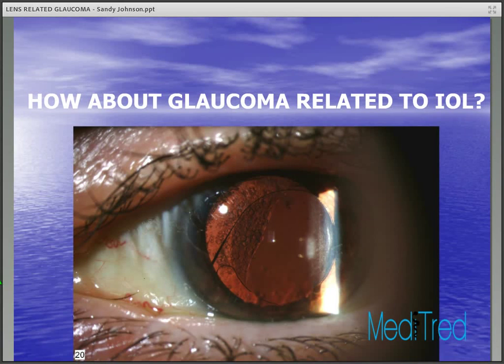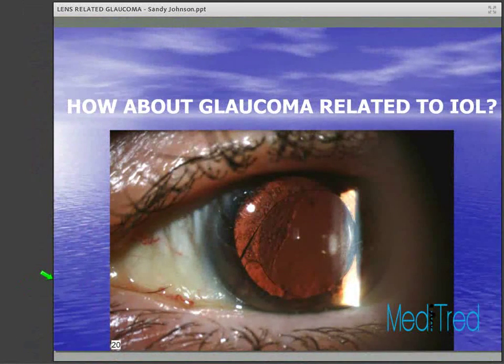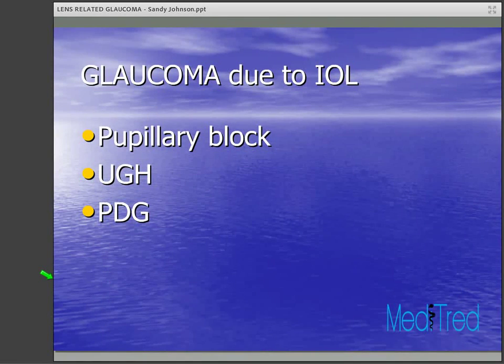Let's speak a few minutes about glaucoma related to an artificial lens. Right? We see these all the time. This eye is dilated and has an artificial lens within it, and you can see that the capsule is also open. Things that we think about when we're talking about glaucoma related to an implant can be pupillary block. You can have a uveitis-glaucoma-hyphema syndrome that gives you glaucoma. You can get a pigmentary dispersion syndrome that leads to glaucoma.